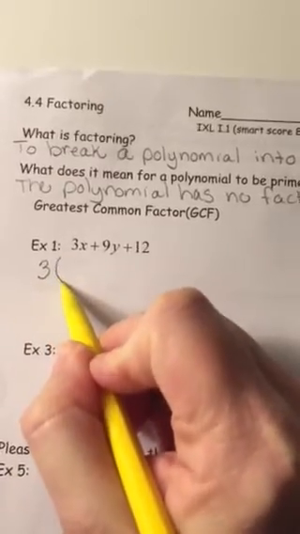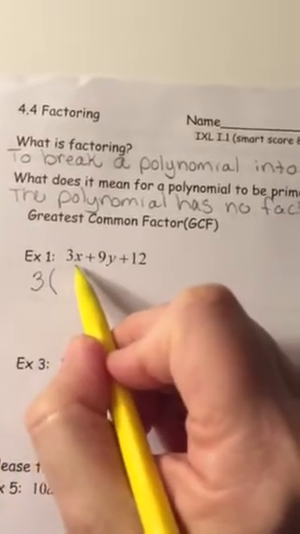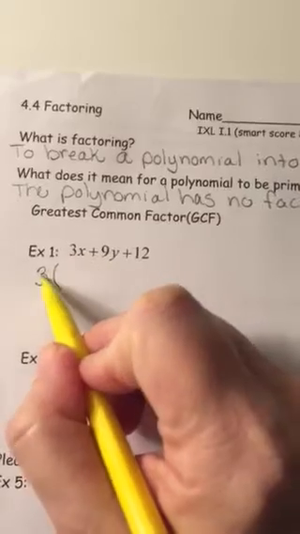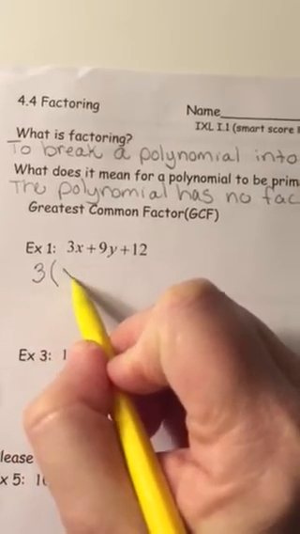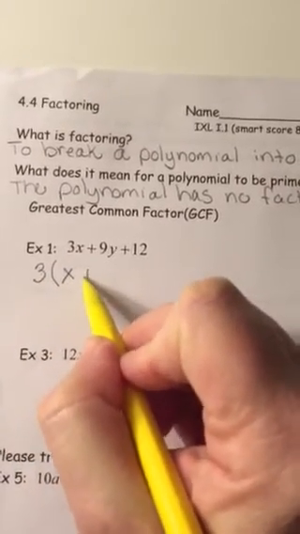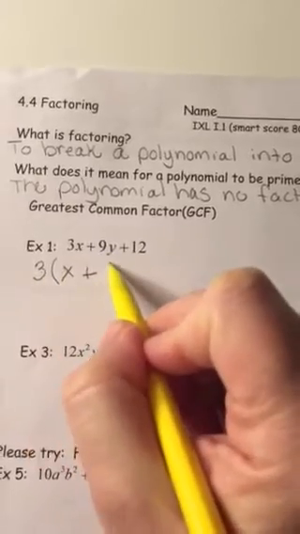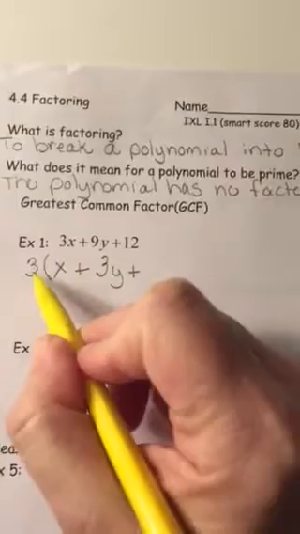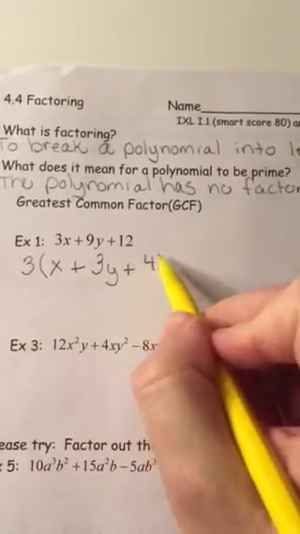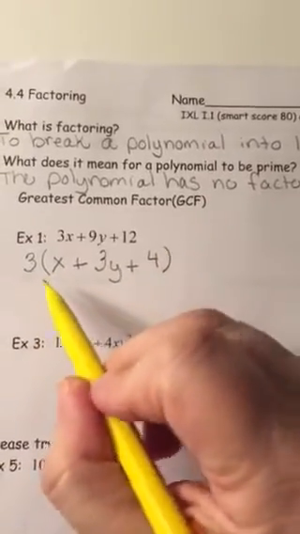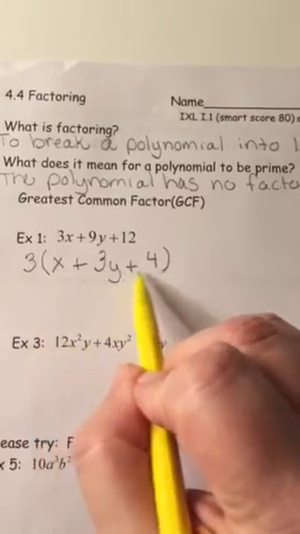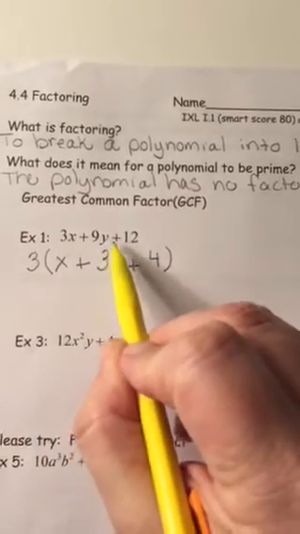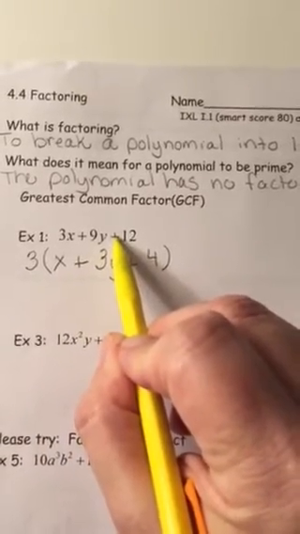So I'm going to take the 3, or factor the 3 out, which means to divide it out. So 3x divided by 3 leaves me with an x. Bring down your sign, and then 9y divided by 3 is going to leave you with a 3y. And then 12 divided by 3 is going to leave you with a 4. And then if you wanted to check your answer, you could take your 3 and distribute your 3 back in, and you should get back to your original problem.